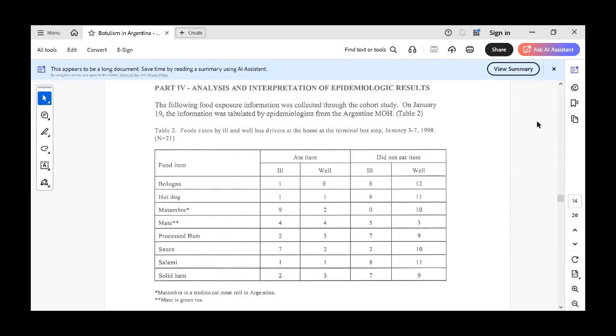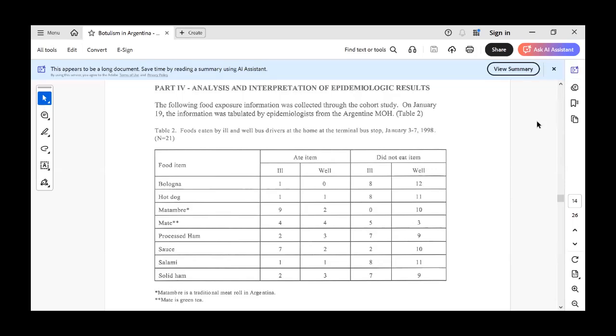So how do we interpret it? P-value 1 and relative risk 0.9. It was not statistically significant. But in your answer in your test, you're going to say that there was 10% less botulism for persons who ate solid ham compared to those who did not eat.